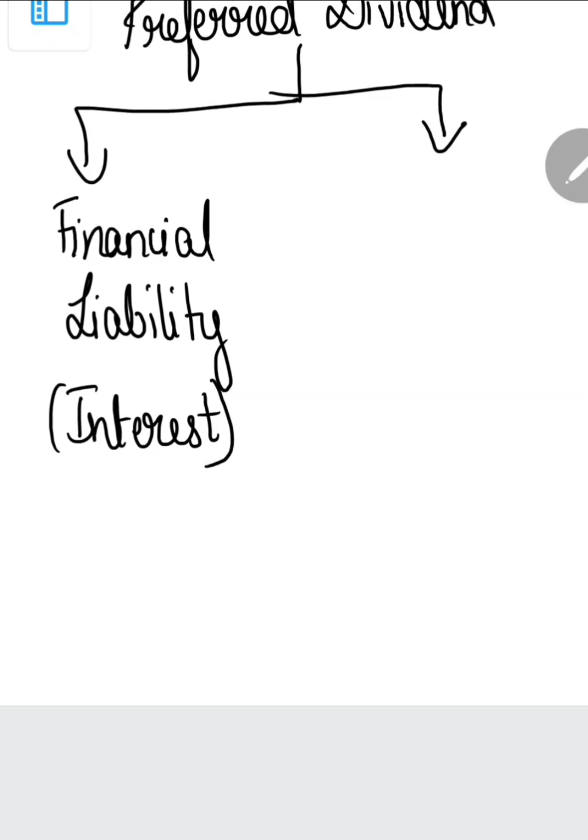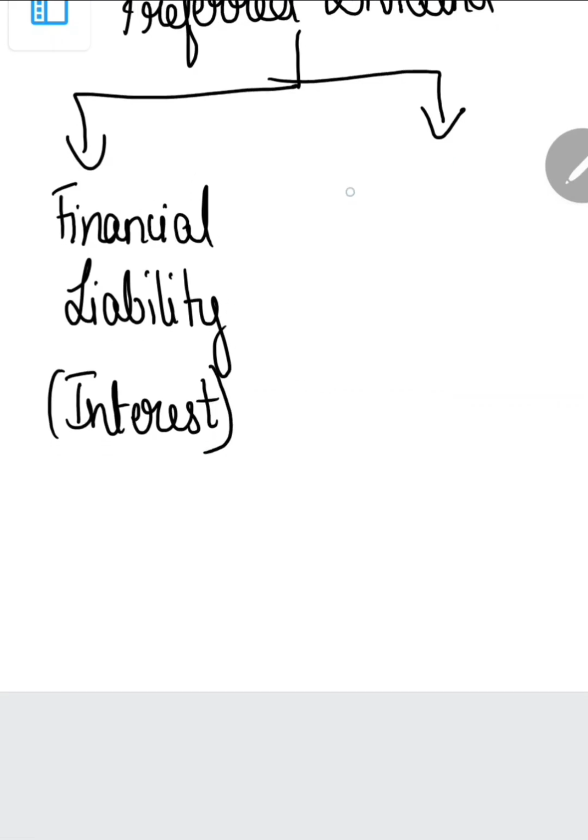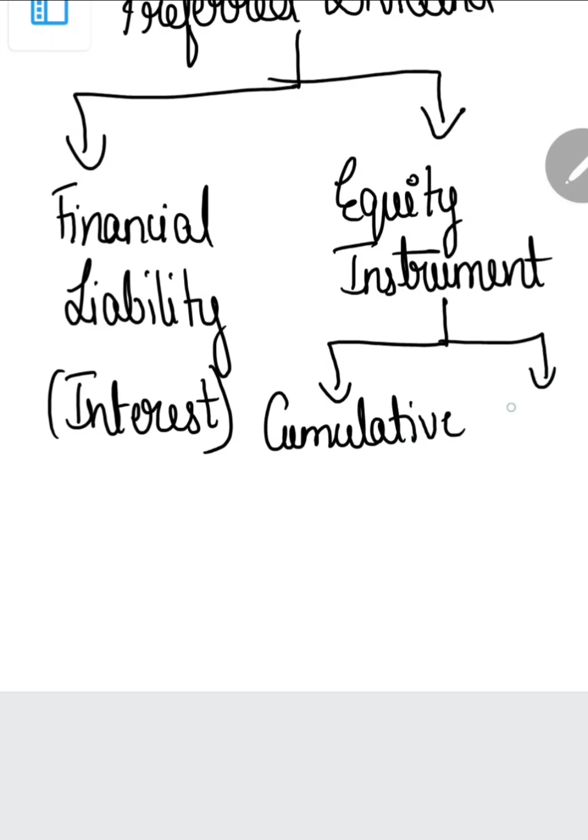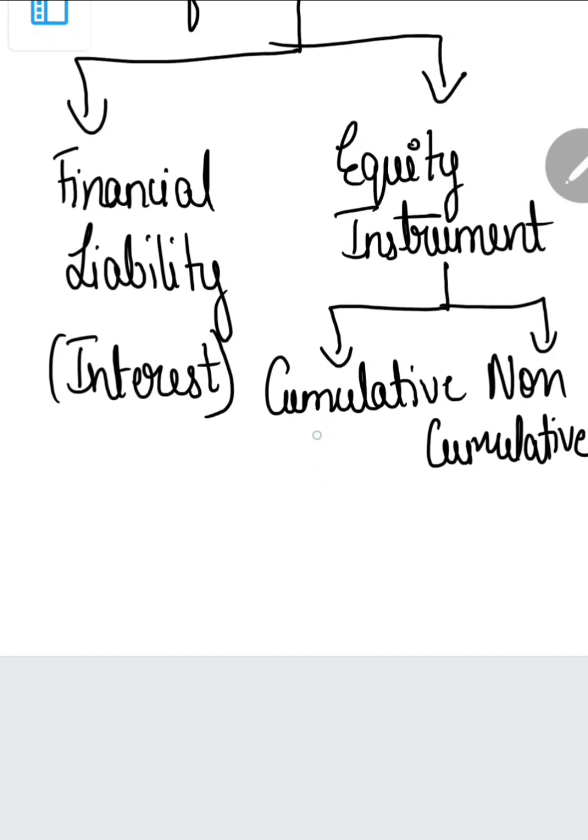But if the preferred dividend is treated as an equity instrument, then furthermore we'll try to understand if it is cumulative or non-cumulative in nature. If it is cumulative, then the dividend is deducted whether or not it is declared, but if it is non-cumulative, then the dividend is deducted only when declared.